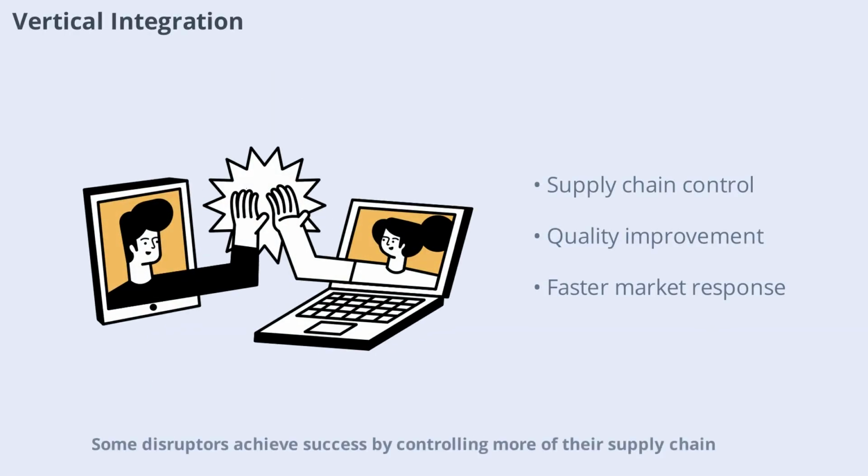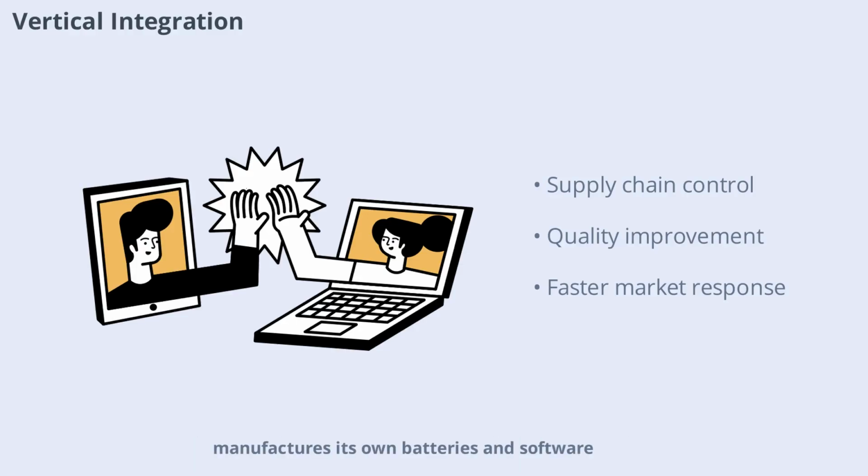Some disruptors achieve success by controlling more of their supply chain. Vertical integration allows companies to improve quality, reduce costs, and respond faster to market changes. Tesla, for example, manufactures its own batteries and software, giving it a competitive edge in the electric vehicle market.